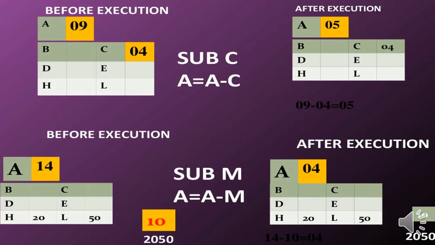Before the execution, A stores 9. Assume A = 9, C = 4, and subtract: A = A minus C. So A = 9 minus 4, that is 5. The value 5 is stored after the execution of the subtraction instruction. We can also use memory. Memory stores the value 10 and A = 14. So 14 minus 10 is 4. The value 4 is stored in the accumulator after the execution. In this way, the C register content and the memory content are not affected.